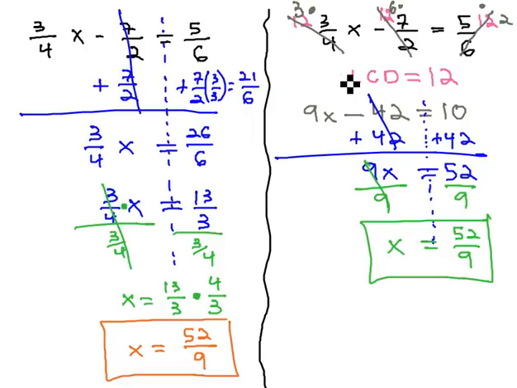The second method of taking the LCD and multiplying every term by the 12 is going to be our preferred method to solve these problems with fractions. By clearing out the fractions, it will make it into a problem that is much easier to solve.